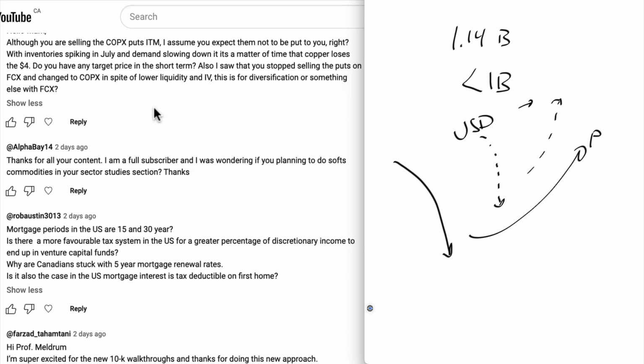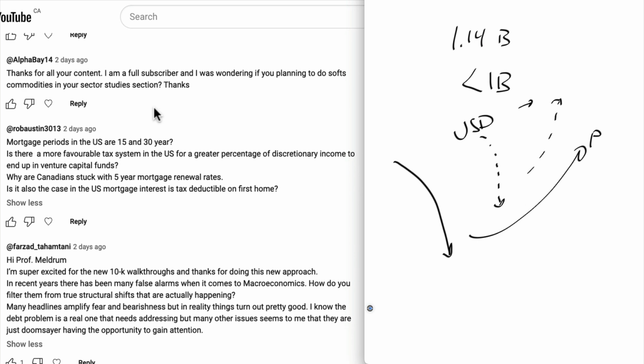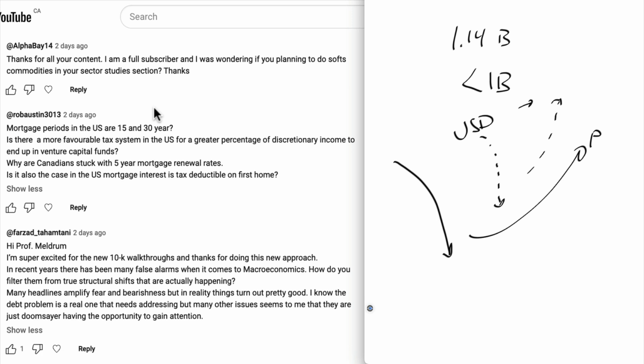I was wondering if you were planning to do soft commodities in your sector studies. As long as it lines up with a company somewhere. Because just playing futures, playing commodities, these are straight up or down bets. There's no income stream with it. There's nothing exciting other than straight up or down bets. But with a company that's involved in it somewhere, at least I have something. I have some production system that generates some cash flow beyond just a straight up or down bet.